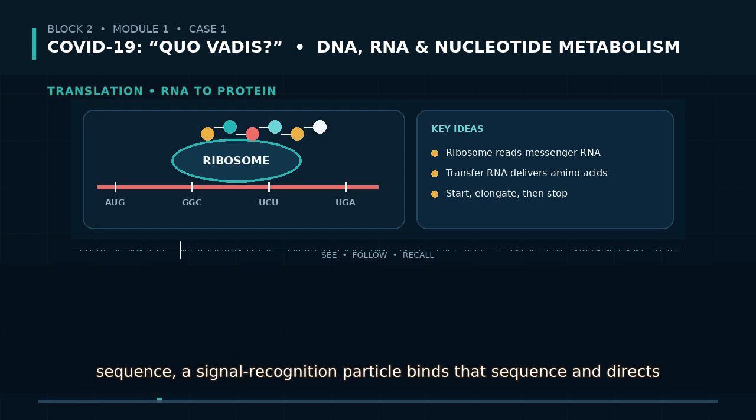The charged transfer RNA enters the ribosome. Its anticodon pairs with the appropriate messenger RNA codon, placing its amino acid in the correct position. The ribosome then forms a peptide bond between the growing chain and the newly delivered amino acid.